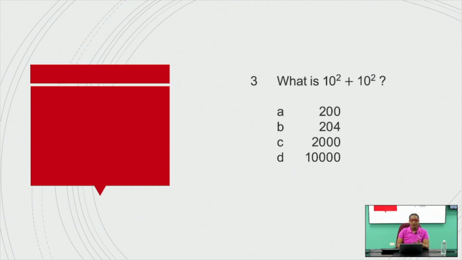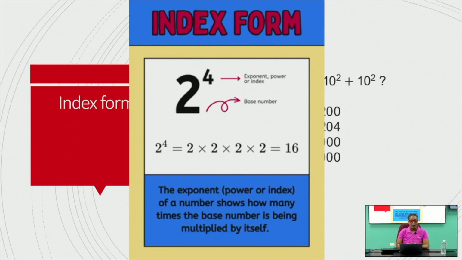What is 10 raised to the second power, or what we can say 10 squared, plus 10 squared? All right, so we're looking at index form. Let me remind you what index form is. When we look at index form, the example we have here is 2 raised to the 4th power. And you have the base, which is the 2, and the exponent or index or power is the 4 in this instance. The exponent, power, index of a number shows how many times the base number is being multiplied by itself. So pretty much 2 is being multiplied by itself 4 times. And the answer here would be 16.